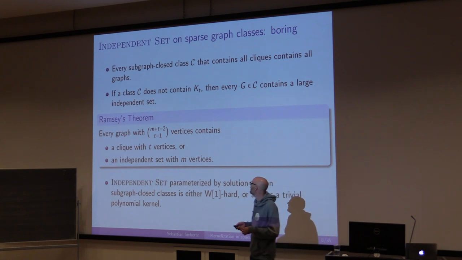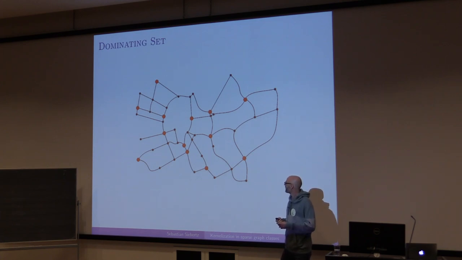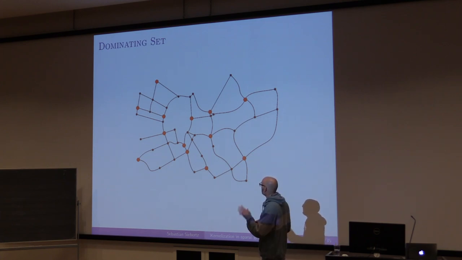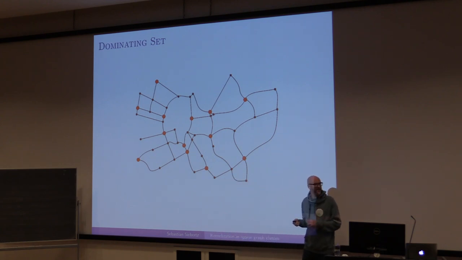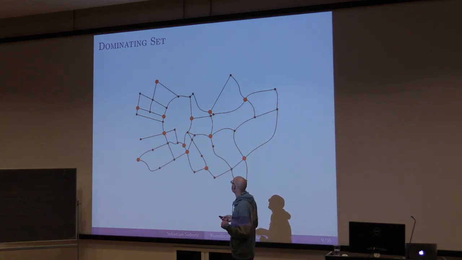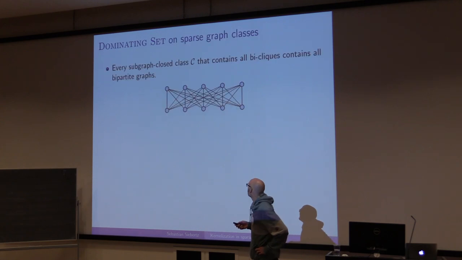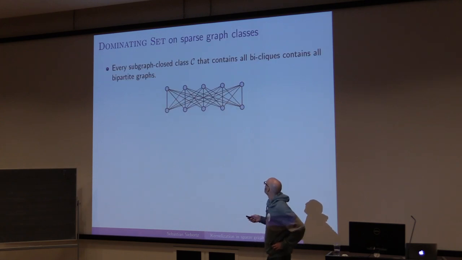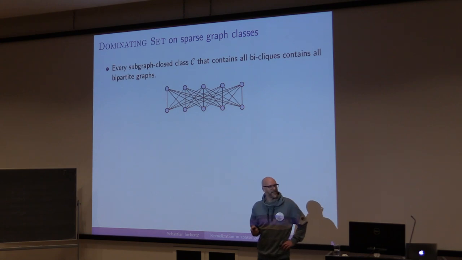Dominating set is a bit more interesting. Let us look at the problem. Dominating set is the question: you have a graph, and you want to find a set of vertices so that every vertex not in the dominating set is adjacent to a vertex from the dominating set. You can quickly verify that this is a dominating set for the graph. And again, we have such a dichotomy. If we have all bicliques, then we have in fact all bipartite graphs.